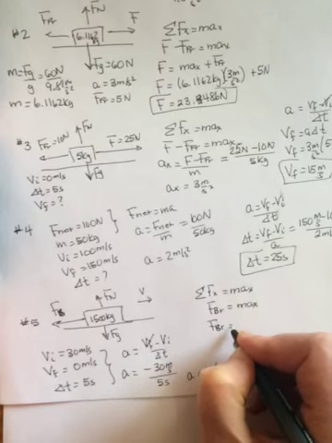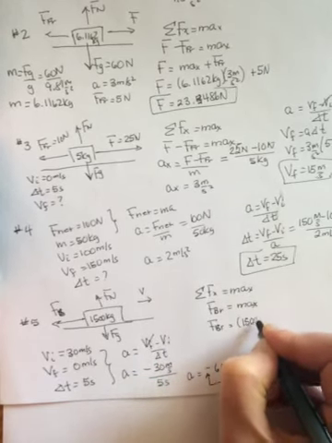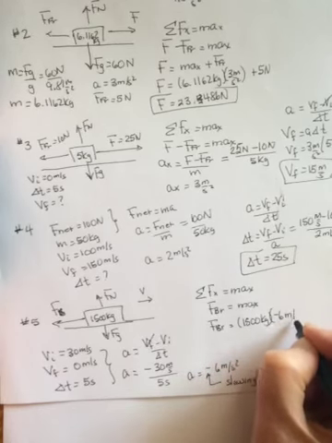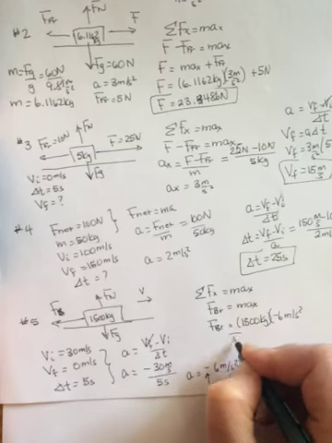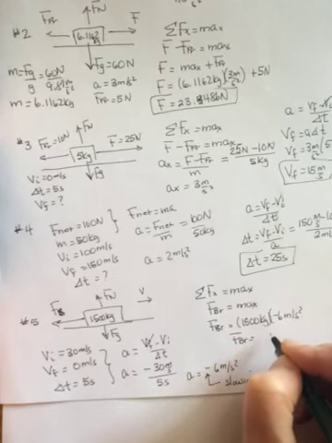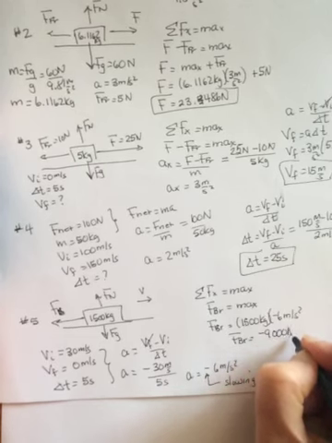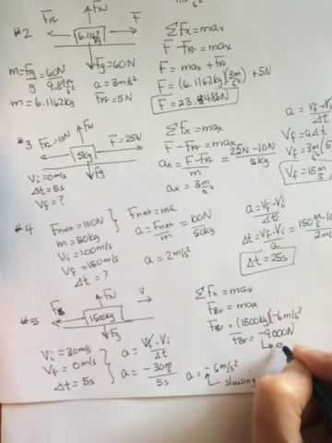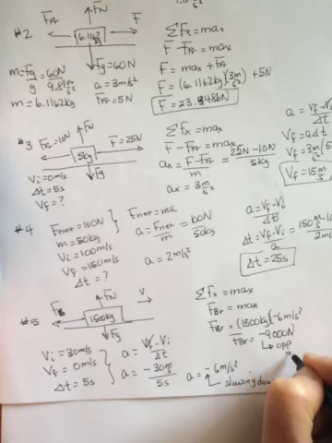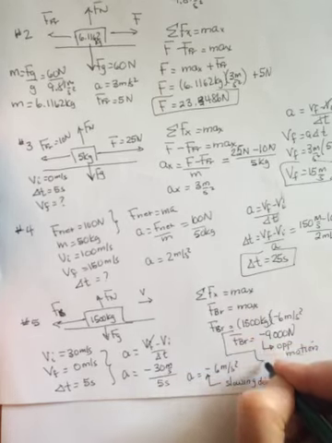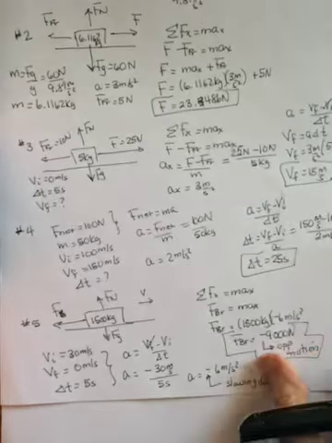So the braking force is equal to m, which is 15,000 kilograms, times a, which is negative 6 meters per second squared. And so the braking force here ends up being negative 9,000 newtons, where the negative means opposite motion, which, if you actually want to stop, the braking force should be opposite motion. Okay? All right, number 6.